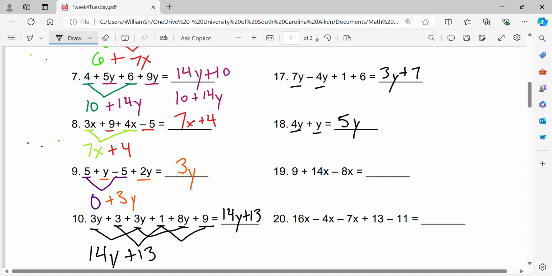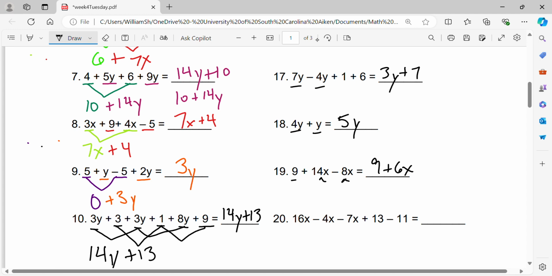9 plus 14x minus 8x. There's nothing to combine the 9 with, so I'll just rewrite it. And then I've got 14x here minus 8x there. It should give me 6x. So plus 6x. All right.